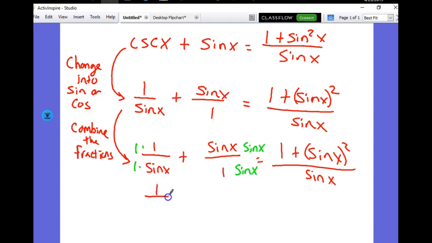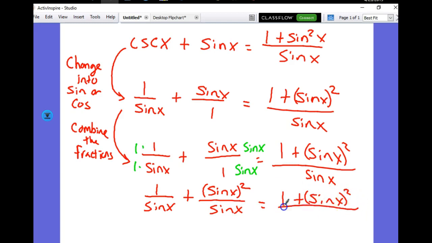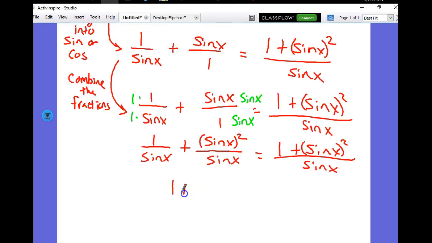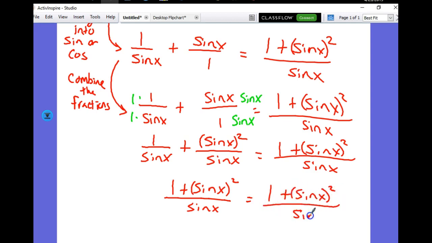So here I've got 1 over sine x plus what? Sine x squared over sine x. There we go. And now they have that common denominator, which means I can do what with them? Add them together. We can actually put them together as one fraction. And as you guys can see at that point, I now have the two sides equal to each other. And we're done. The goal, remember, is to prove that the two sides are equal to each other. And we've done that.